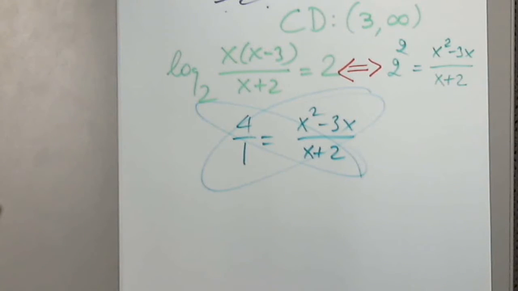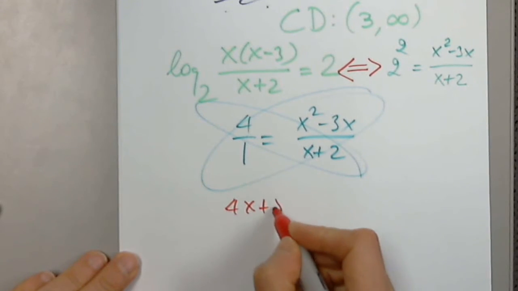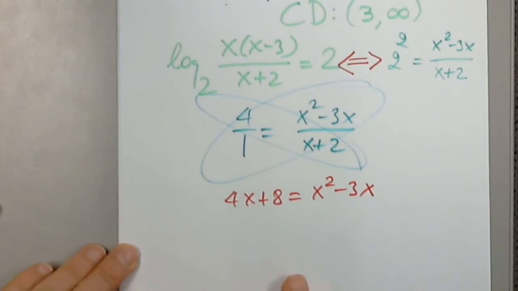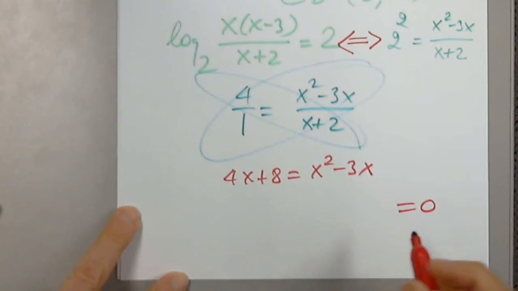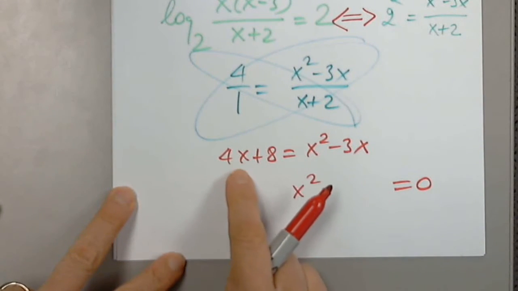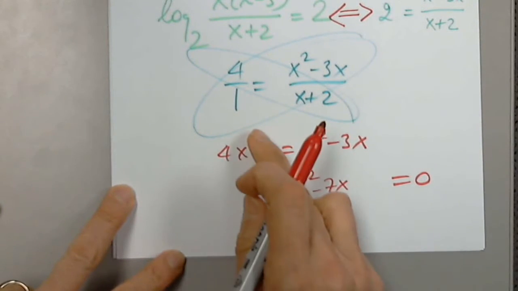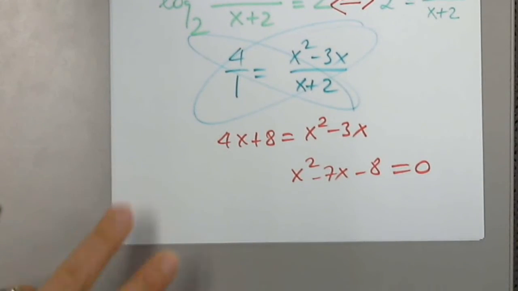Is it clear? Okay, so then 4x plus 8 equals x squared minus 3x. But now, what type of equation is this? Yes, it is quadratic, and I have to set it equal to what? 0. Exactly. So I have x squared, I'm bringing 4x over, minus 7x and then minus 8. So I set it equal to 0.